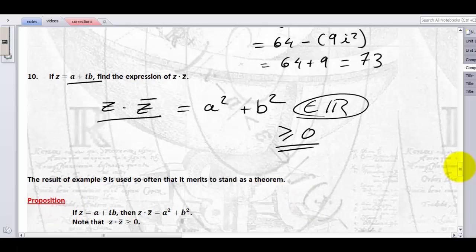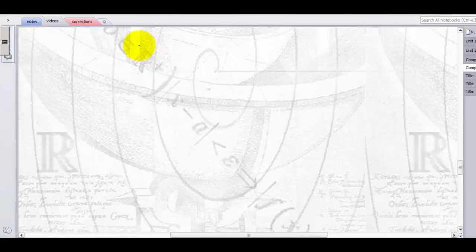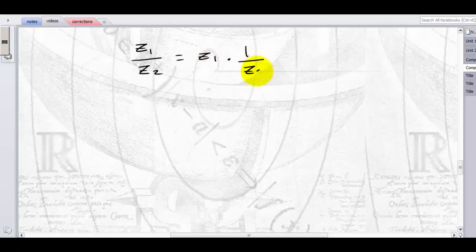Let's go to the last operation of complex numbers, which is the division of complex numbers. We're going to define this as the multiplication of a complex number with its reciprocal. Therefore, I need to define the reciprocal of a complex number. So what is the reciprocal of a complex number?